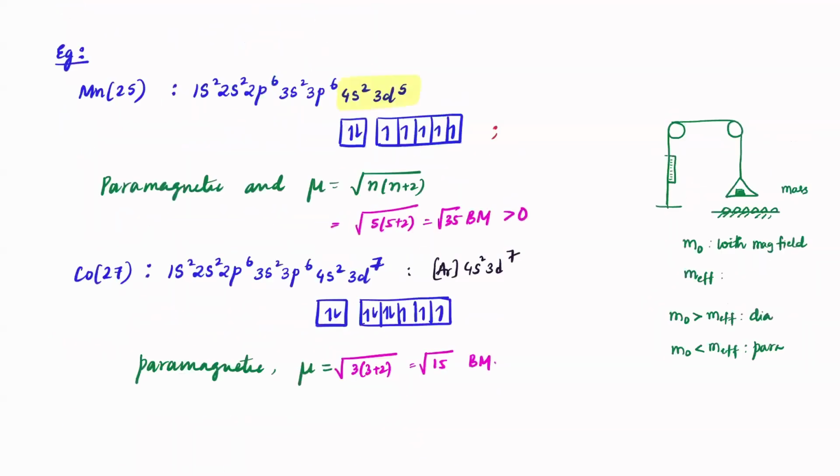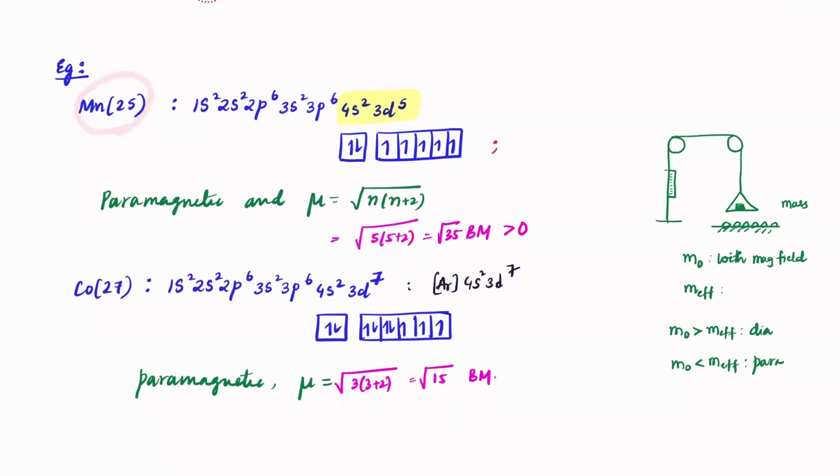Okay, now notice this case. Manganese 25. This is the configuration. Up to this is argon, and then 4s2 and 3d5. 4s will have 2 electrons, 3d will have 5 electrons, and all 5 are unpaired electrons. So you get root of 5 into 5 plus 2, which makes it root 35 Bohr magnetons, which is greater than 0. So it is sufficiently paramagnetic in nature.